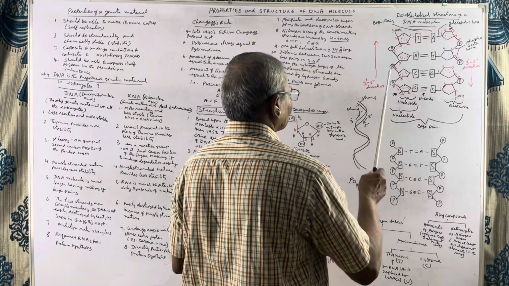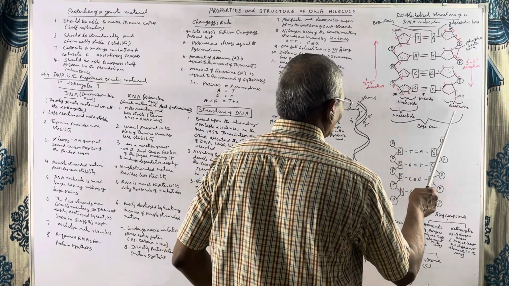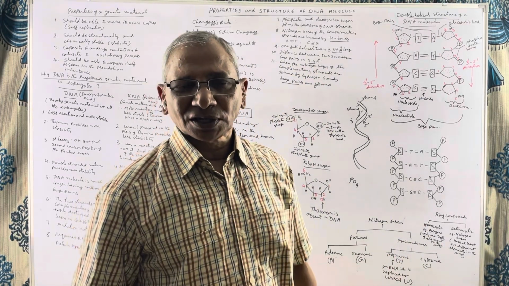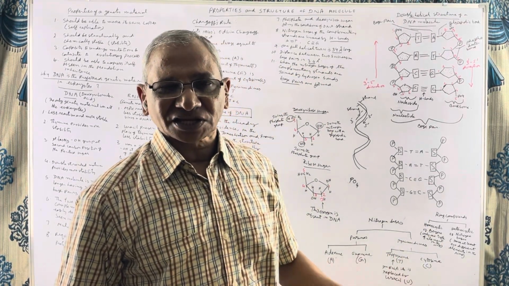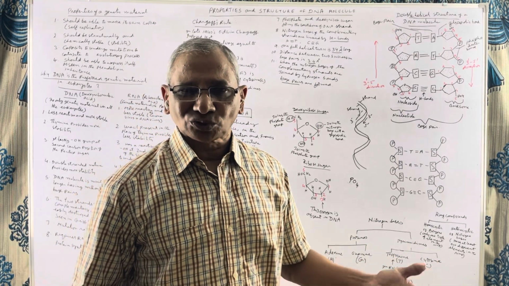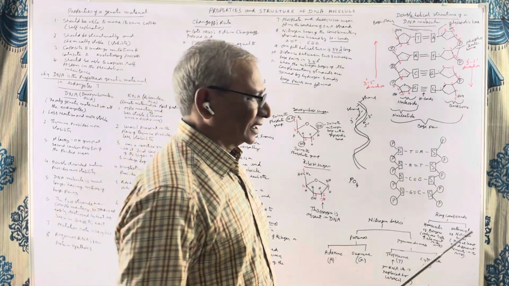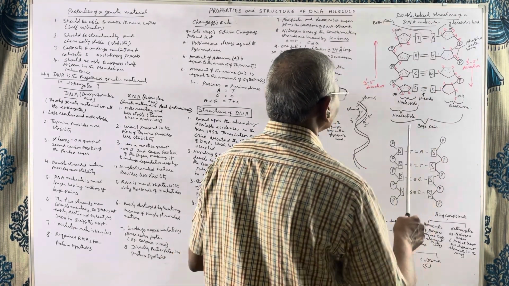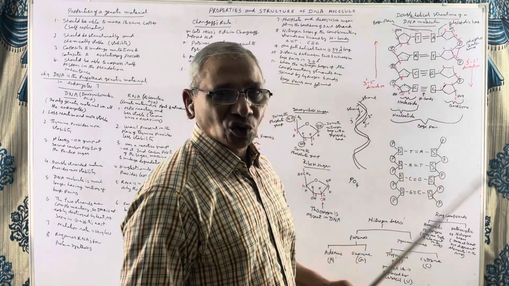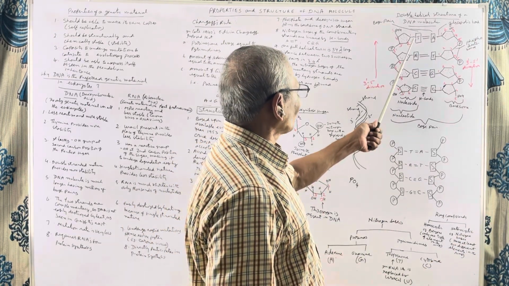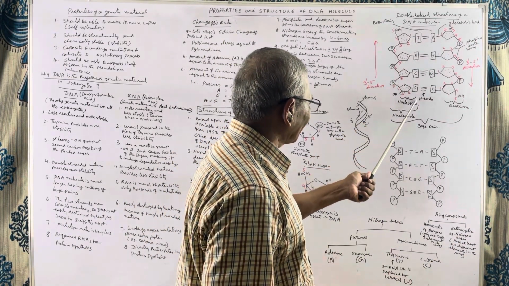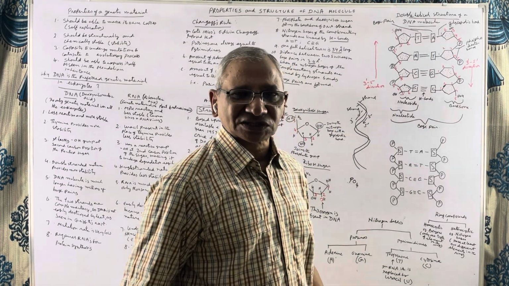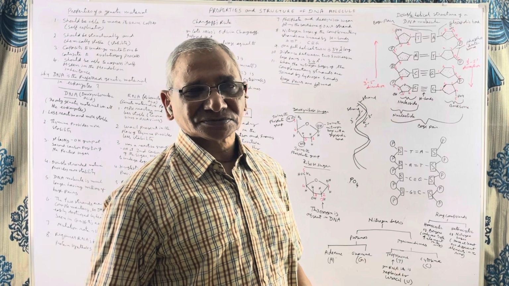So these are unchanged. The backbone is the same in both. In both the strands, the backbone is similarly constructed. It consists of only deoxyribose sugar and phosphate. The difference is only in the nitrogen bases. So, if you know the nitrogen base sequence of one strand, you will automatically know the base sequence of the other strand.